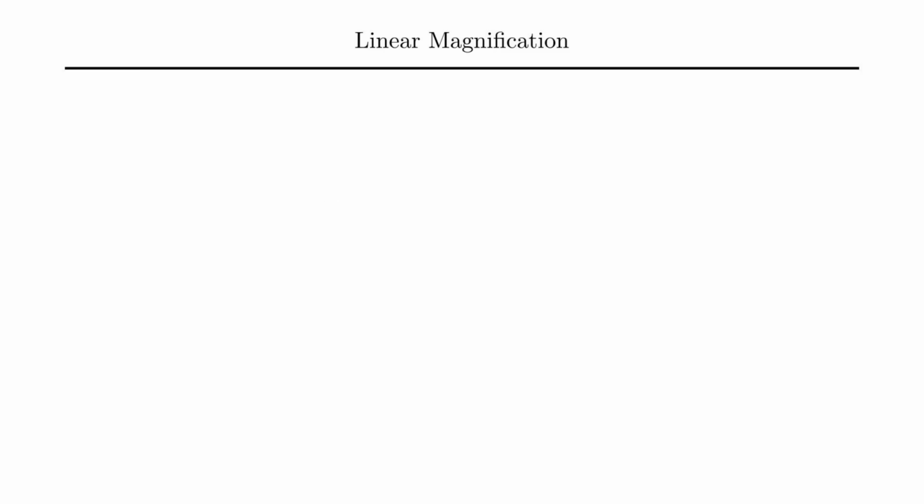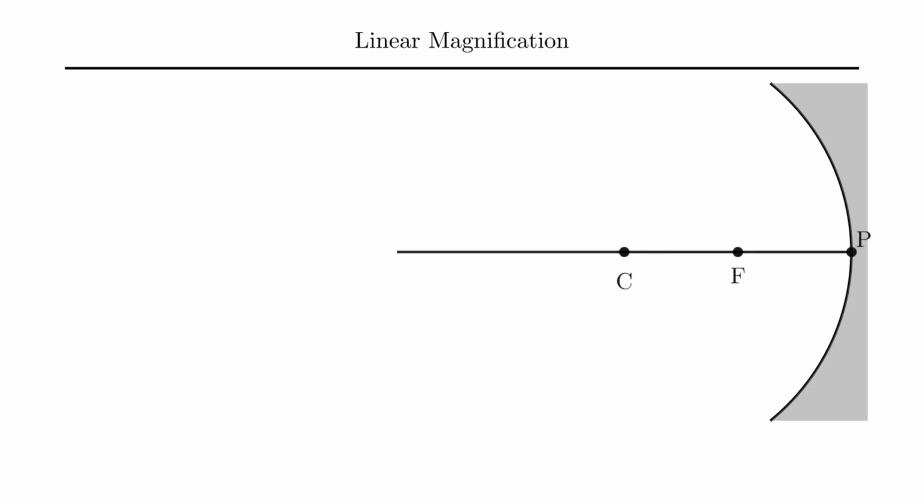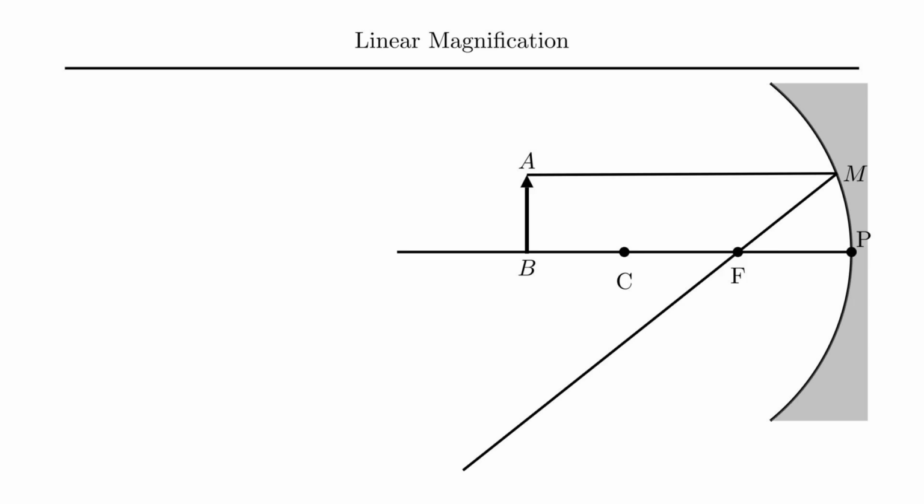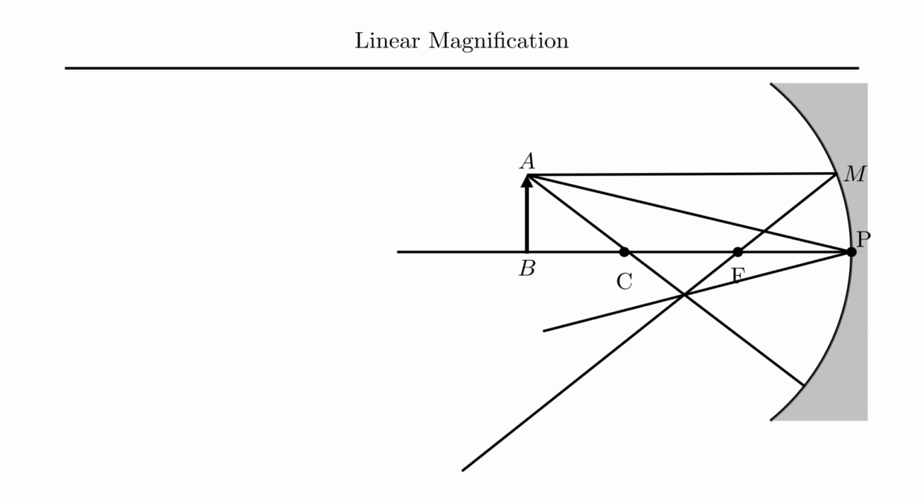Let's first see the case of concave mirror. Consider a concave mirror with pole P, focus F and center of curvature C. An object AB is placed beyond C. The light ray parallel to the principal axis passes through the focus F. The light ray through the center of curvature C retraces its path after reflection, and the ray at the pole reflects according to the laws of reflection. All these rays meet at a point to form an inverted image denoted by A', B'.